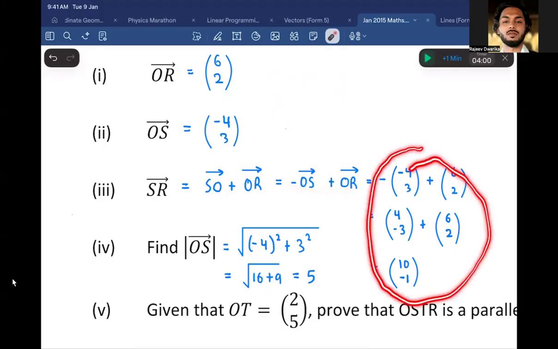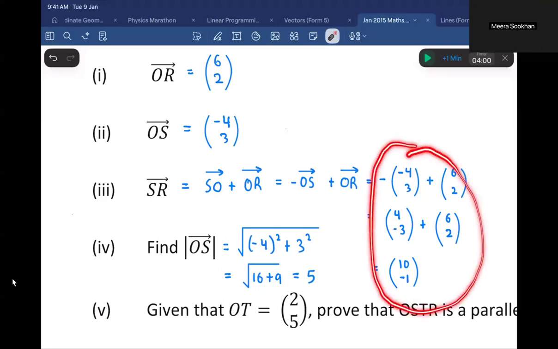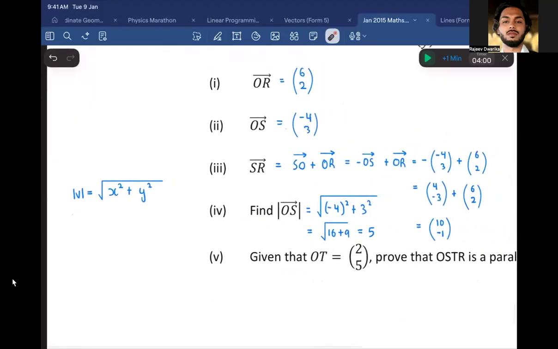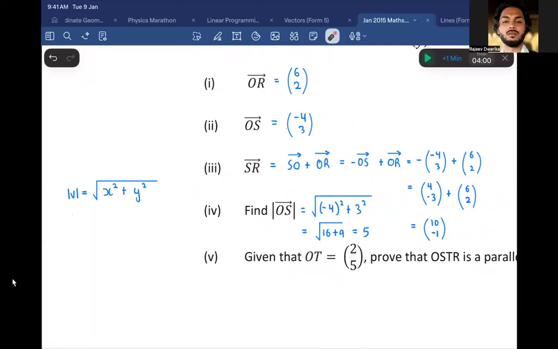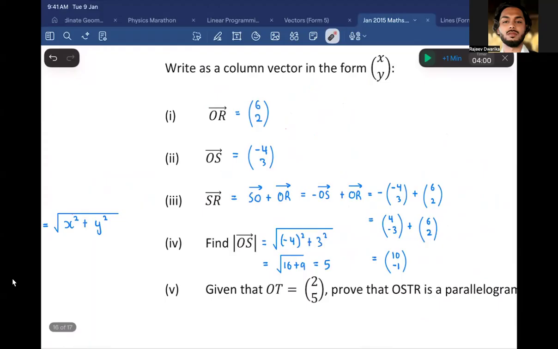You understand the algebra part? Well, I can't even call it algebra, that's just simplifying. Understood. You need to remember the magnitude formula. Anytime you see these lines on either side, they're asking you for the length or magnitude. And that's simply the square root of the horizontal component squared plus the vertical component squared. Just x squared plus y squared. OS is minus 4, 3. So x is minus 4 and y is 3. Understand?